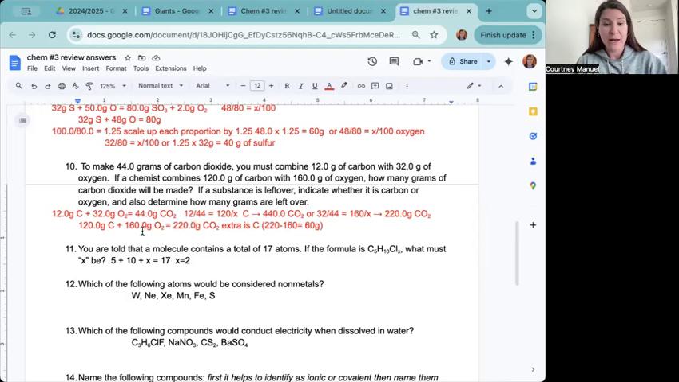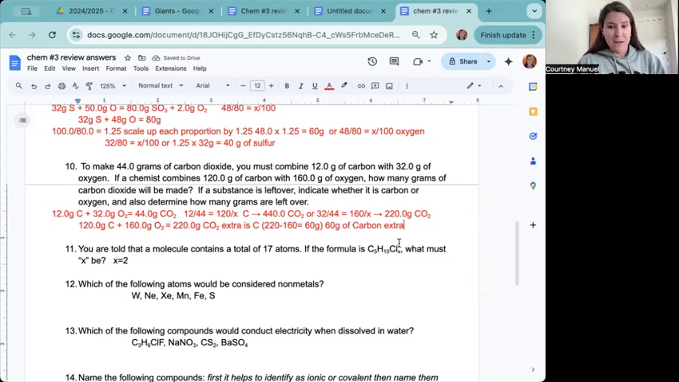So then we have our extra as carbon, and we have 220 as our end result. And we're going to subtract the 160 of our oxygen. And that tells us that we only need 60 of our carbon, which means it gives us 60 left. So we need 60, and we end up with 60 grams of carbon, our extra.